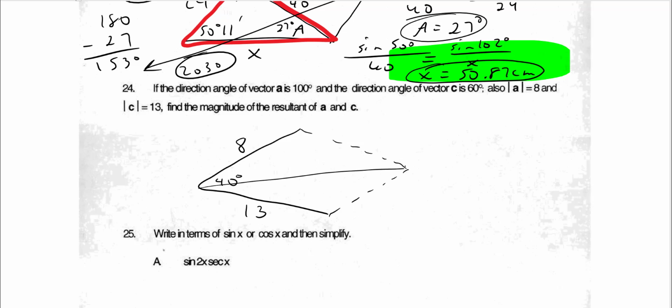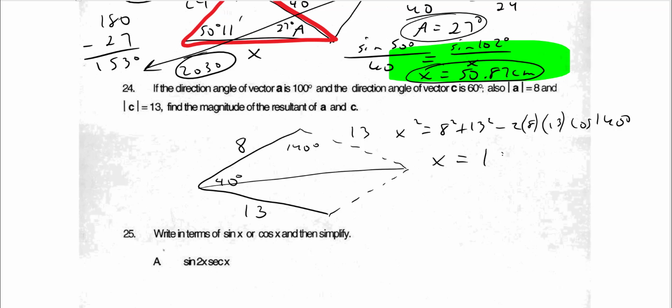And so it basically reduces to the law of cosines. So this is 13 over here, and that's 180 minus 40, which is 140 here. And so you basically just say x squared is equal to 8 squared plus 13 squared minus 2 times 8 times 13 cosine of 140. Don't forget to take the square root, and x comes out to be 19.81 in units. Okay, 19.81. Okay, pretty easy.